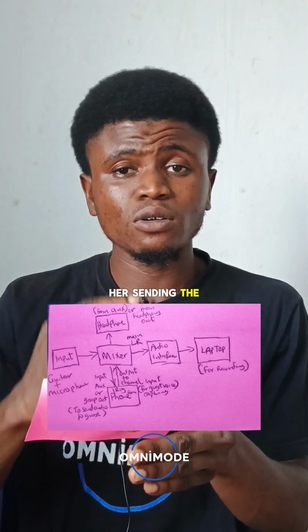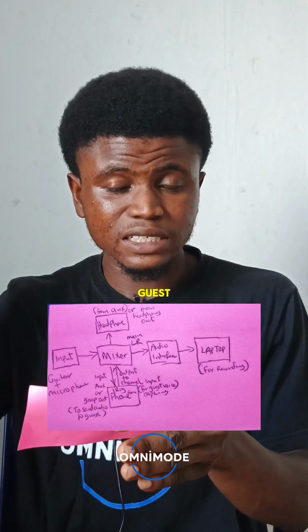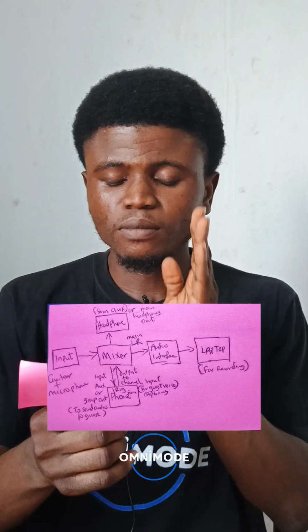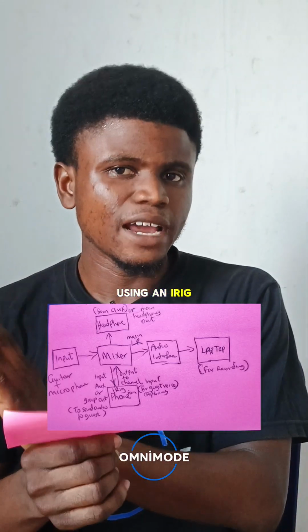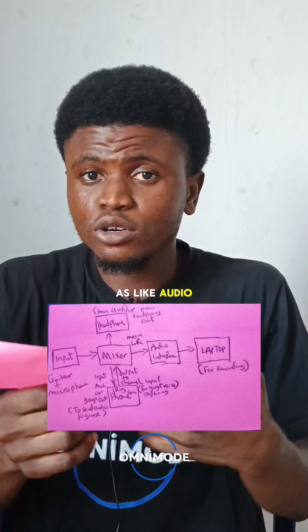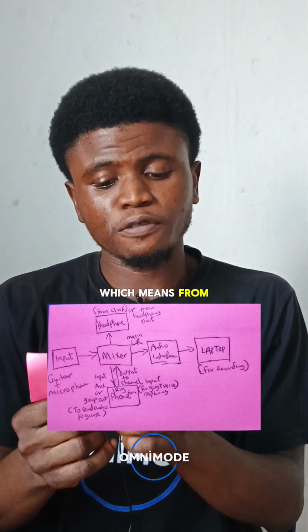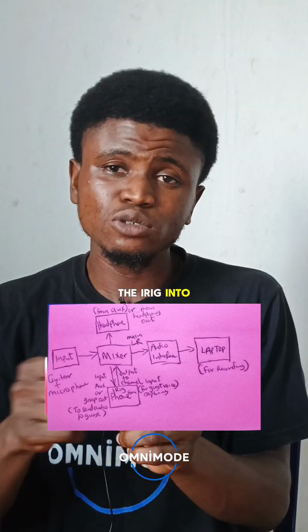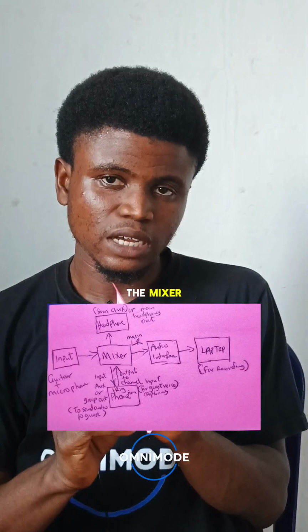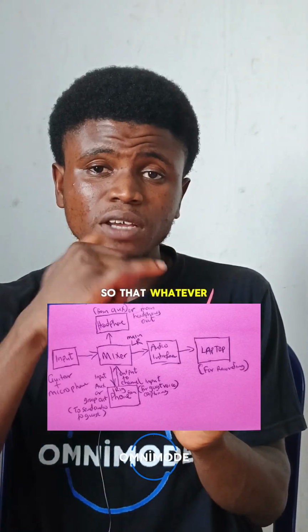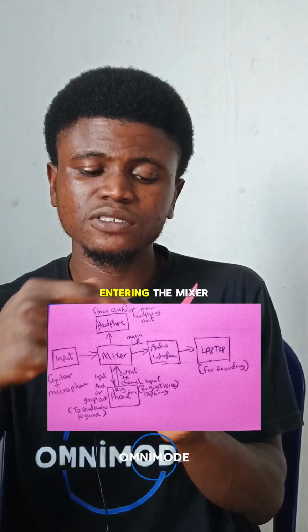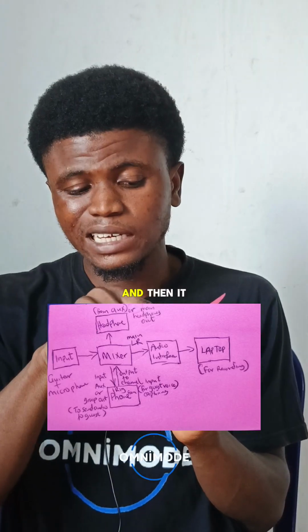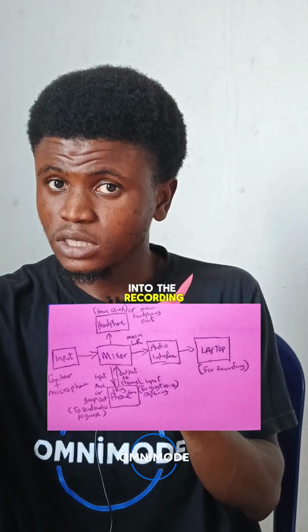For sending the audio to the guest, the birthday celebrant, or whoever she wants to surprise with a call, we are using an iRig. The iRig serves like an audio splitter, which means the output is coming from the iRig into the input of the mixer. Why is it that? So that whatever the person is saying enters the mixer, she is able to hear it from the headphone out, and it is also going into the recording.